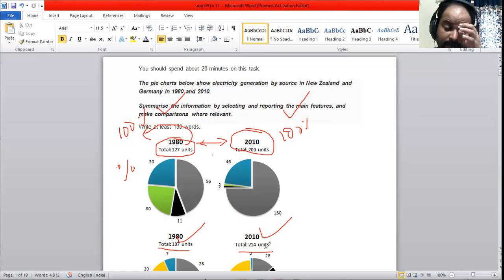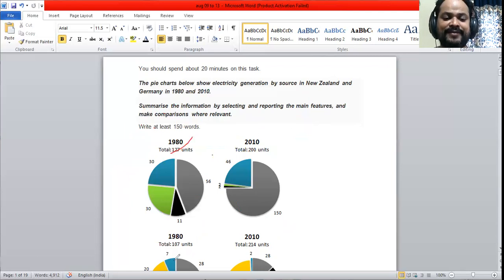So we have got some sorts of confusions here. The first thing is the percentage. Usually in a pie chart, you'll be getting percentages. Right now, you have not got percentages. You have got some total units here. The total units 127 here compared to 107 here. 200 units here, 214 units here.